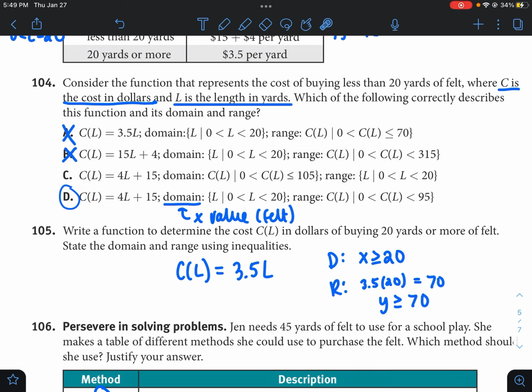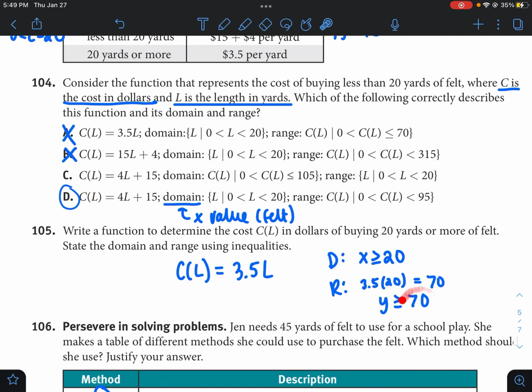But if I buy more than 20 yards, it's going to cost me more than $70. Okay, so your equation there or relation is y is greater than or equal to 70, because again, if I buy the minimum amount, it's going to give me at least $70.